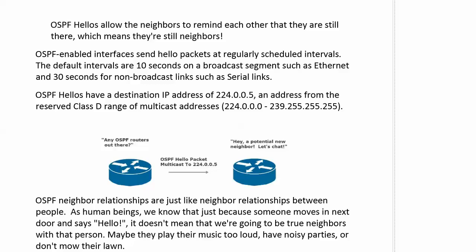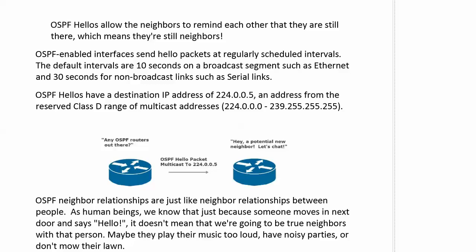Now, our OSPF enabled interfaces are going to send hellos at regularly scheduled intervals. The default intervals are 10 seconds on a broadcast segment, such as Ethernet, and 30 seconds for non-broadcast links, such as a serial link in an NBMA network, which is what we're going to configure. We're going to configure a lot of OSPF networks in these labs, and you'll see those hello and dead timers come into play here shortly. The OSPF hellos again go to 224.0.0.5, and we know that's an address from the reserved Class D range of multicast addresses.